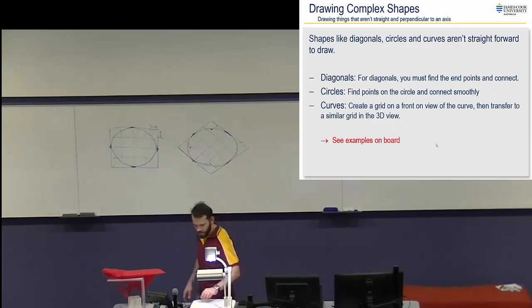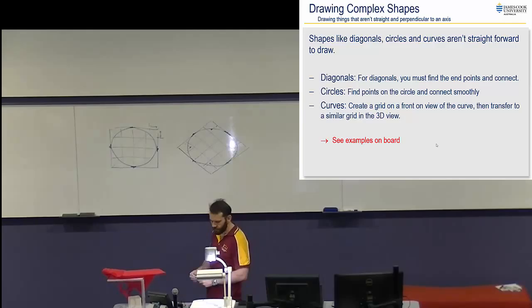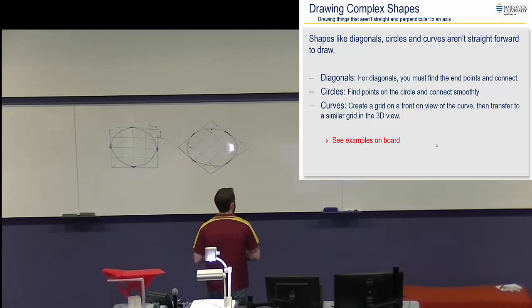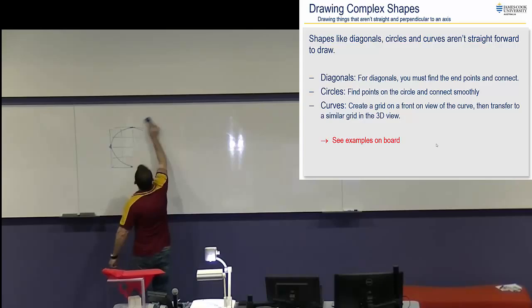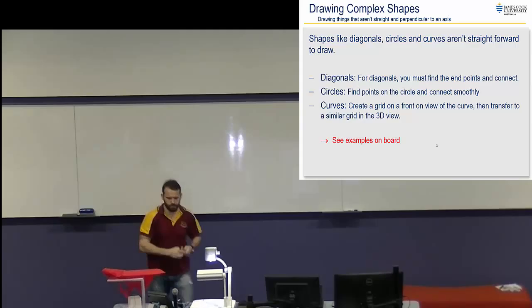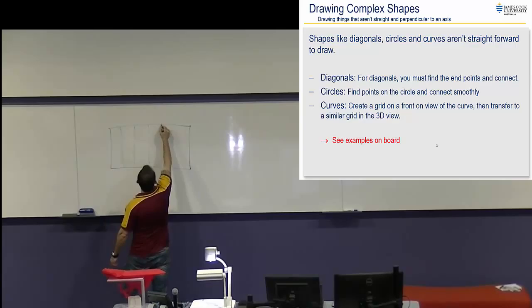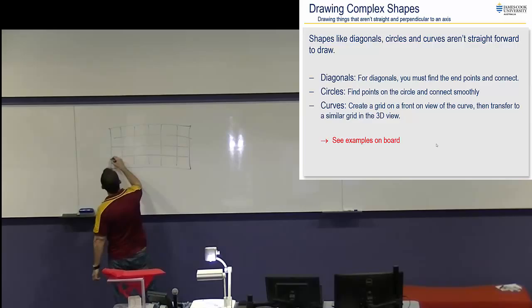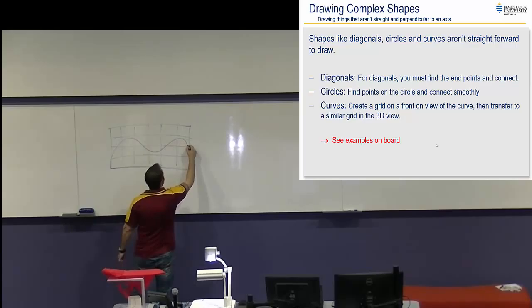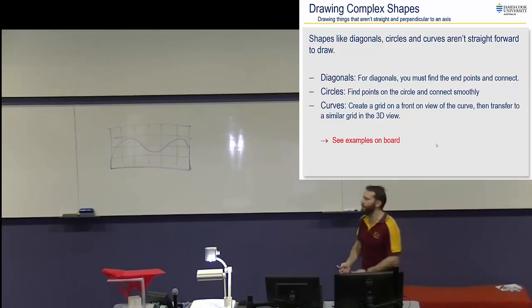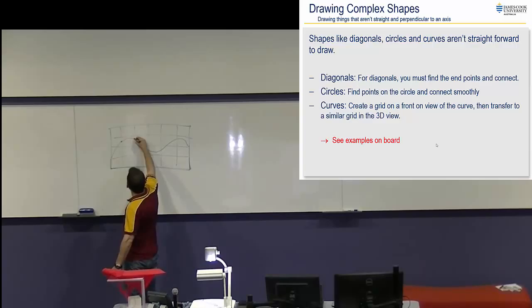I'll just mention curves quickly, because curves are just the same as circles and straight lines in so much as you translate the grid. In some circumstances, you'll have to make a grid. All right, so let's say we have that. Let's say it's 6 by 4. All right, and that's the curve I want to translate to my isometric drawing. All you do is grid it up, right? So you come up with a point there, a point there, let's say a point there, a point there.